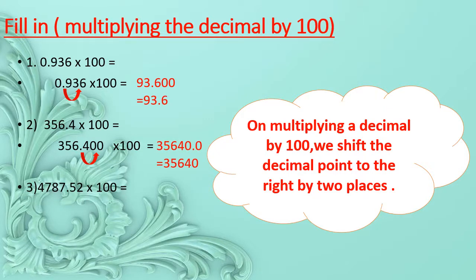Part 3, 4787.52 is going to be multiplied by 100. Again we will shift the decimal point to the right by 2 places, so it will be placed after 52. So our answer will be 4,78,752, as we have shifted the decimal point to the right side and then multiplied by 100. So whenever we are going to multiply by 100, we can put 2 zeros at the end.